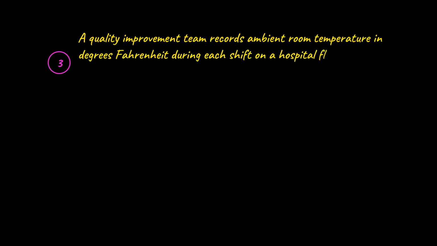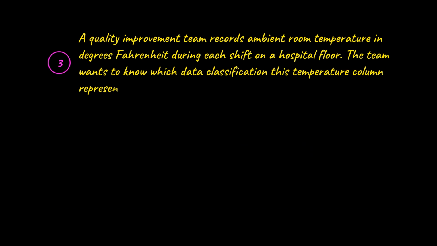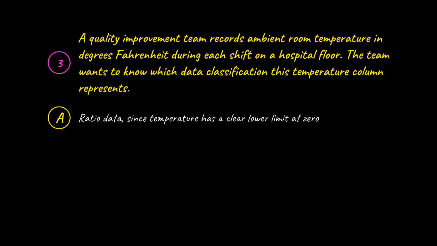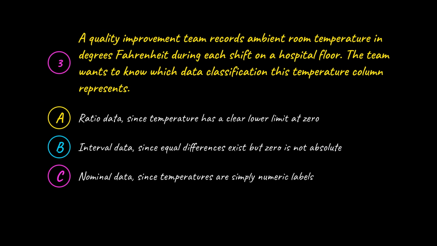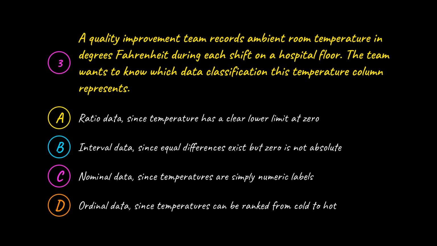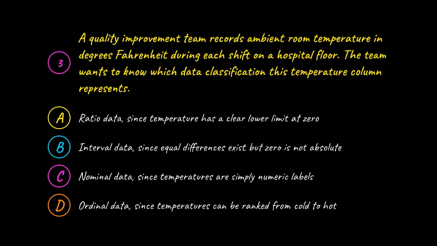Question 3. A quality improvement team records ambient room temperature in degrees Fahrenheit during each shift on a hospital floor. The team wants to know which data classification this temperature column represents. Your options are A. Ratio data, since temperature has a clear lower limit at 0. B. Interval data, since equal differences exist but 0 is not absolute. C. Nominal data, since temperatures are simply numeric labels. D. Ordinal data, since temperatures can be ranked from cold to hot. Before I reveal it, which one do you think is right?